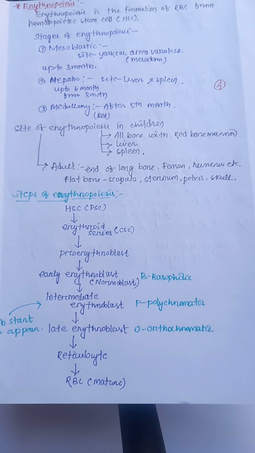Okay, so intrauterine life: in the mesoblastic stage, hematopoiesis takes place in the yolk sac and the area vasculosa, the mesoderm, up to 3 months. After 3 to 6 months, in the hepatic stage, the spleen and the liver are the sites for hematopoiesis or erythropoiesis. And in the medullary stage, after the 5th month, the bone marrow starts. In bone marrow, blood formation is started.